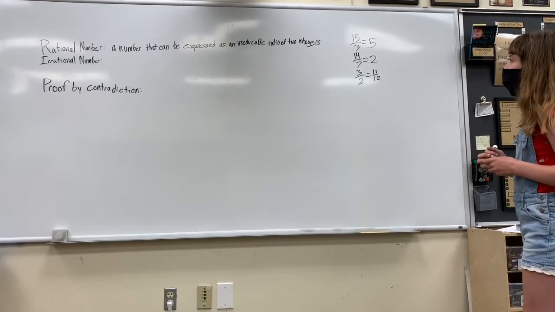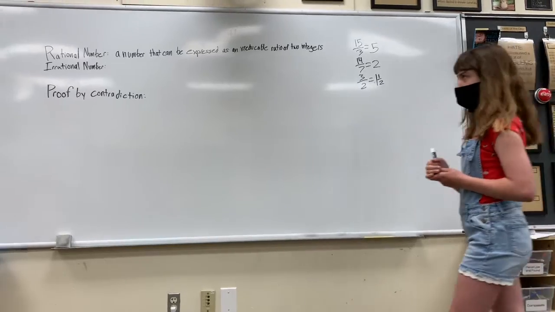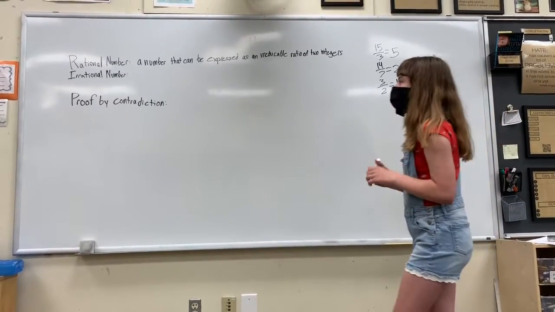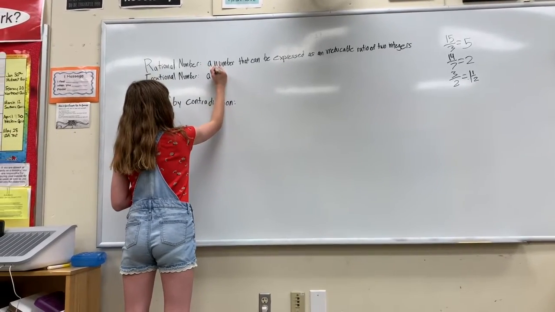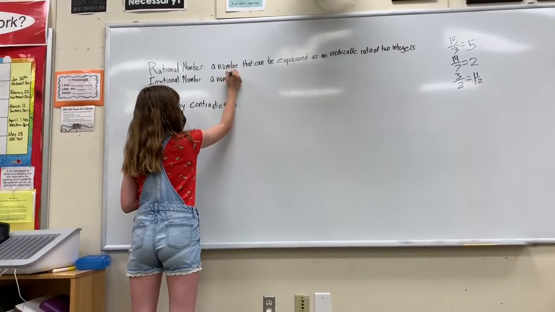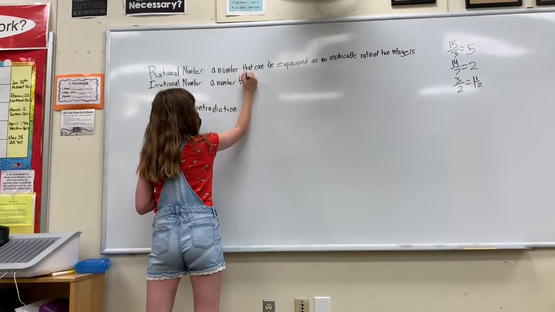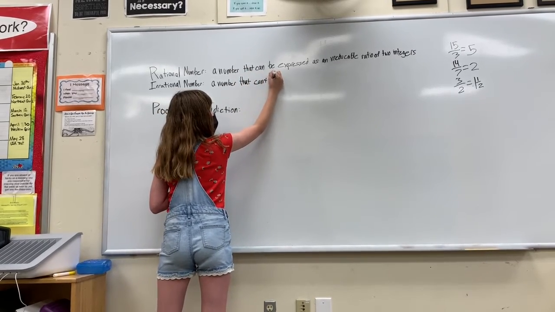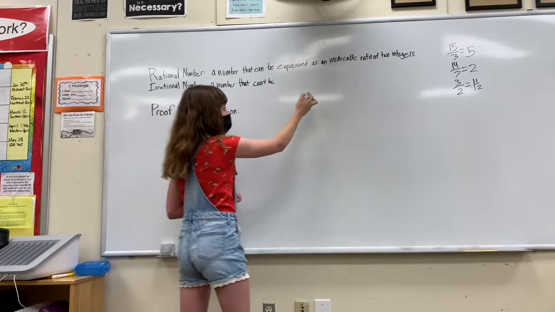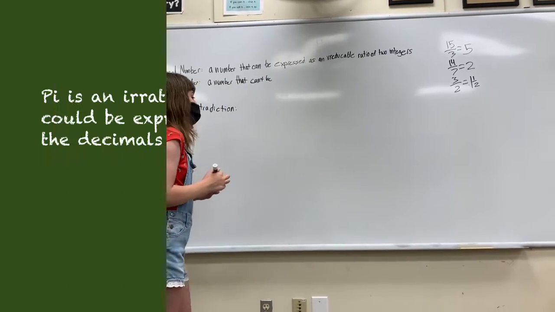So, since now we know what a rational number is, we can then infer that an irrational number is a number that can't be expressed as an irreducible ratio of 2 integers.